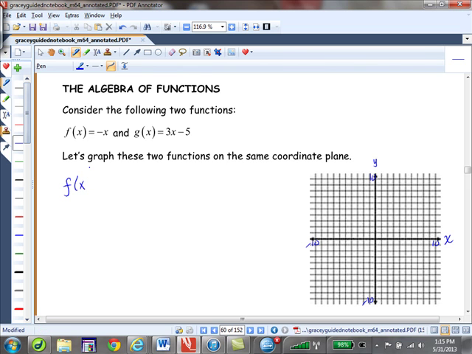F of x, actually I'll do this in green. We'll graph this one in green and the other in red. F of x equal to negative x. The slope is equal to negative 1. And the y-intercept is at the origin, 0, 0.